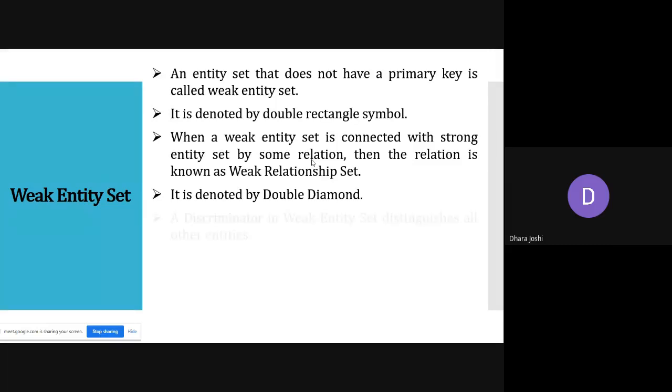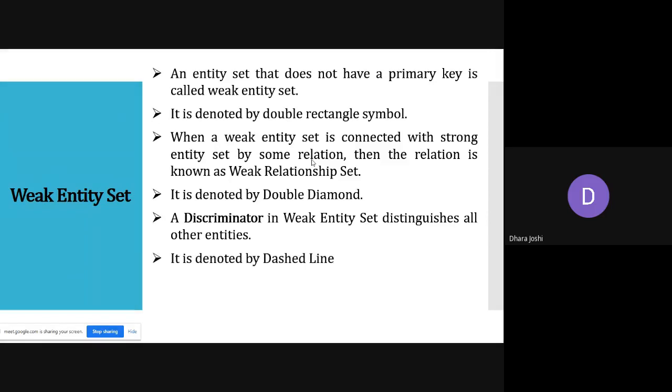Okay. One more technical term called discriminator. Discriminator means it can differentiate the records. So a discriminator in a weak entity set distinguishes all other entities, and it is denoted by a dashed line. In primary key, we are using a solid line under the attribute name like loan number. So loan underscore number, and we are doing an underline, that means a solid line. But if it is a discriminator, then we are denoting it with a dashed line.